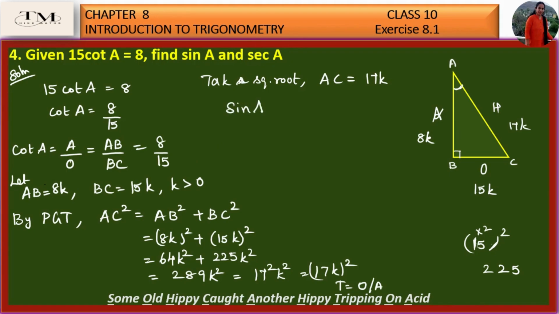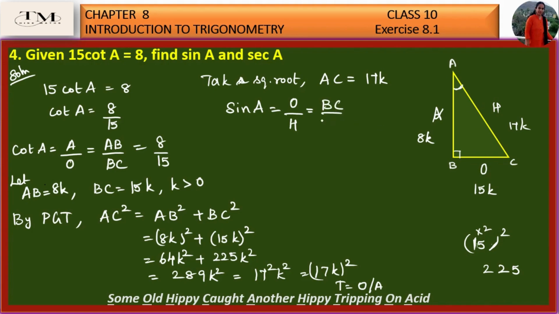What is sine A? S is equal to O by H, that is opposite by hypotenuse. Who is the opposite side? BC.